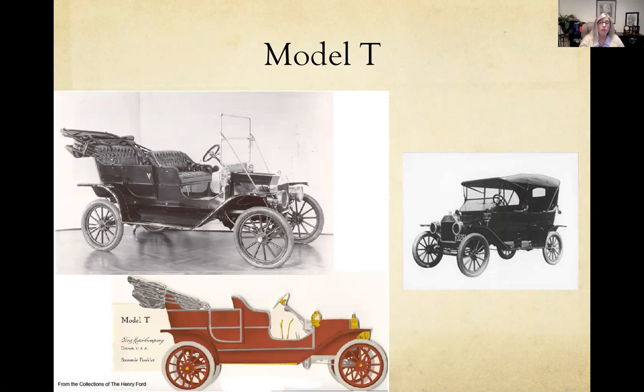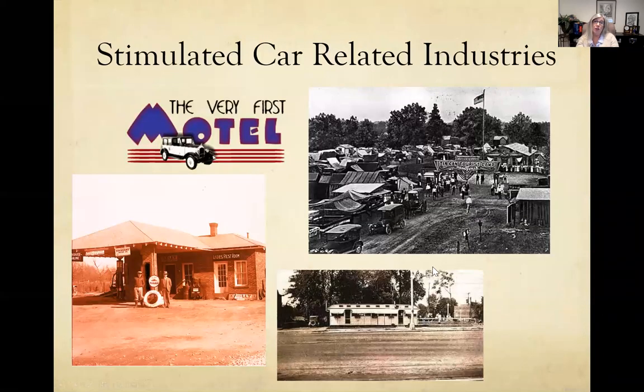So here's the Model T. It doesn't go very fast, but it's going to get you where you want to go. And so again, it changes the way people live. So we've got new car related industries. You don't have to live within walking distance of your job anymore. You can live in the suburbs. You can go on trips.